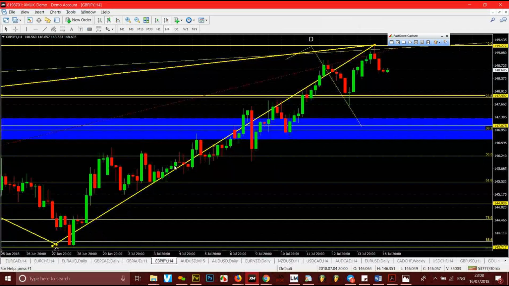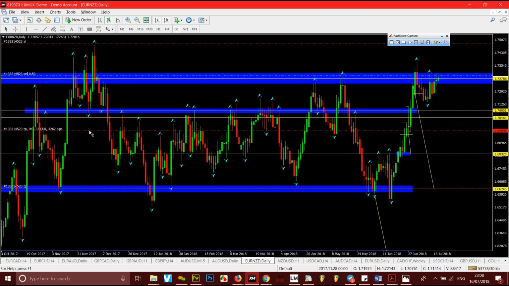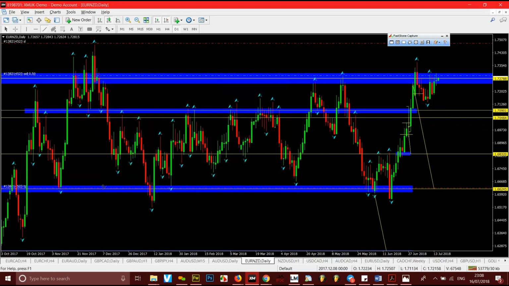Okay, so let's say, for instance, now come to this pair. This is an impulse leg. This is an impulse leg. Oops, wrong. Okay, that's not what I wanted to do. This is an impulse leg. This is an impulse leg. This is an impulse leg.